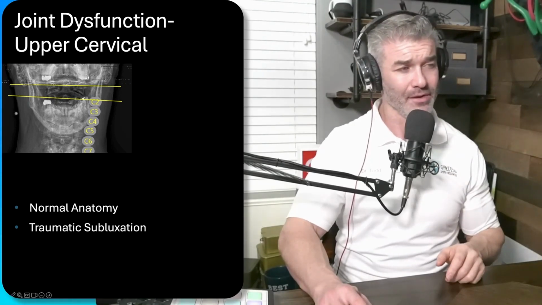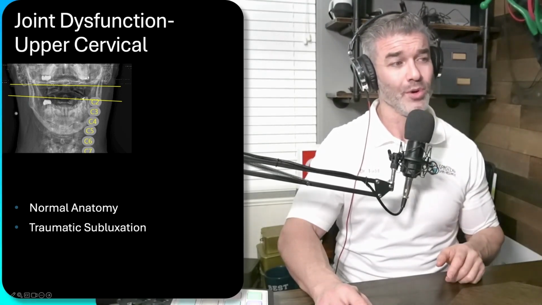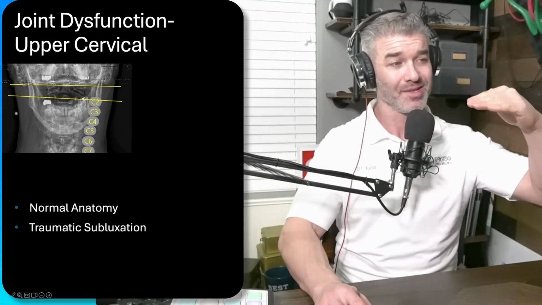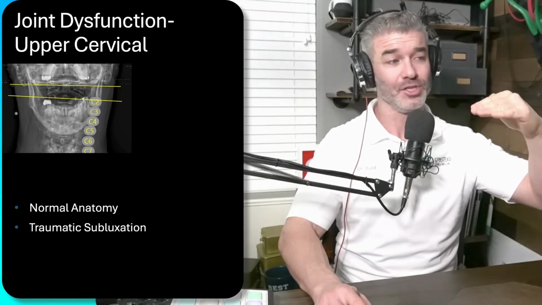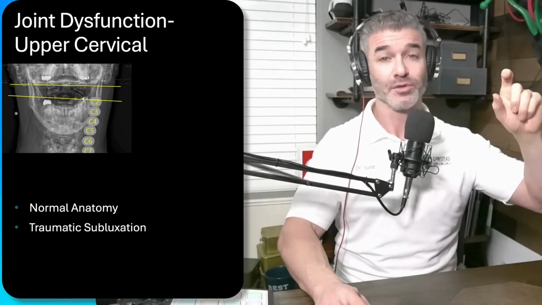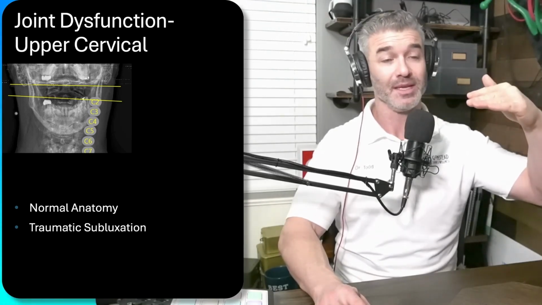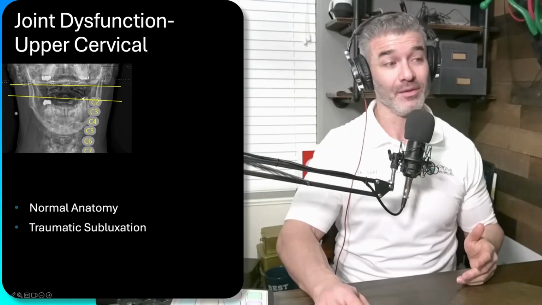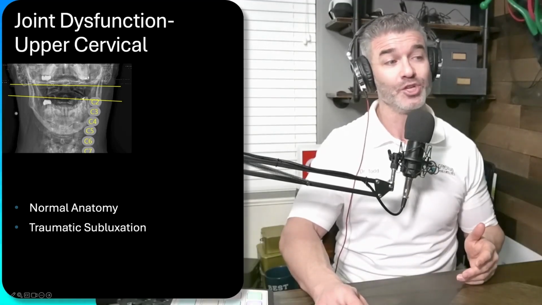This line right here is through some special points in axis, in C2. So we put a line there to show this is the level line of C2, and then this line above it goes through a couple of light points to see where C1 is sitting on C2, and those two lines should be parallel. In this case, you can see there's a wedge on the right side.